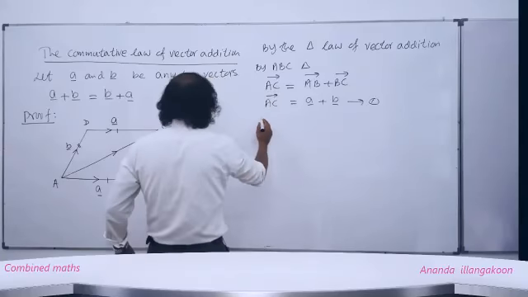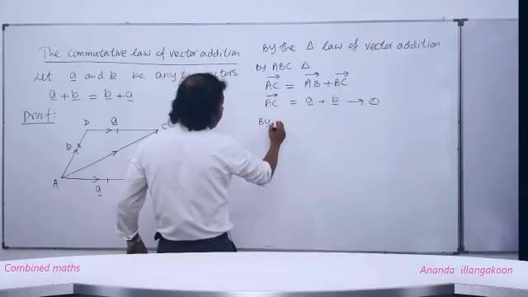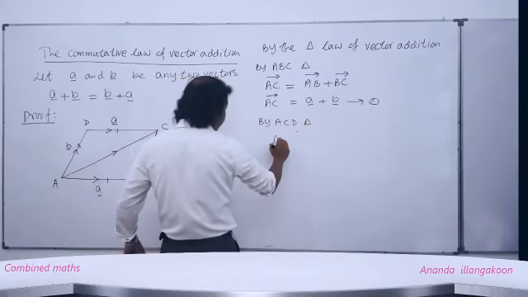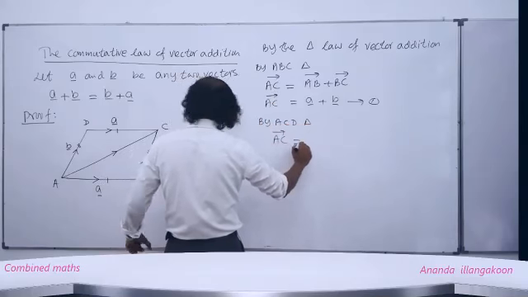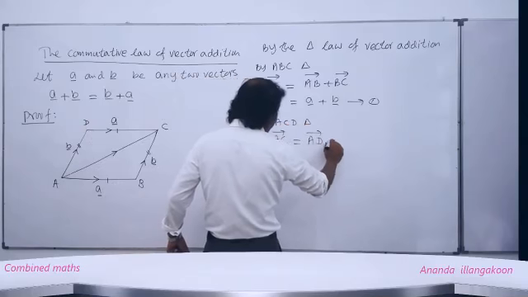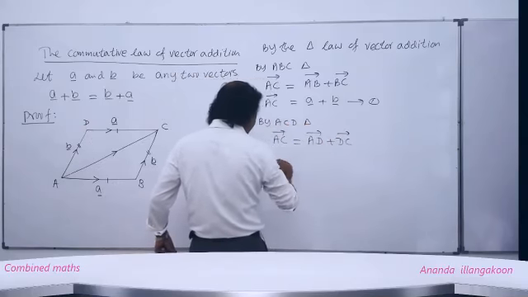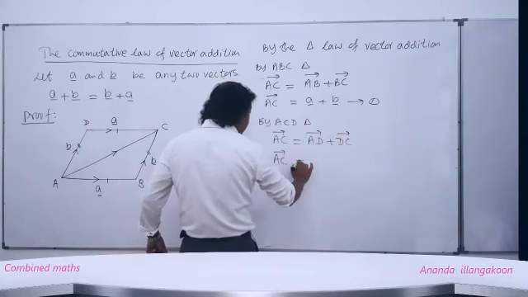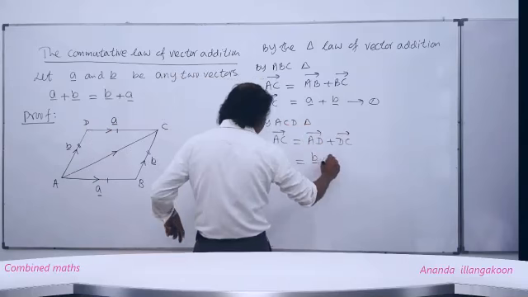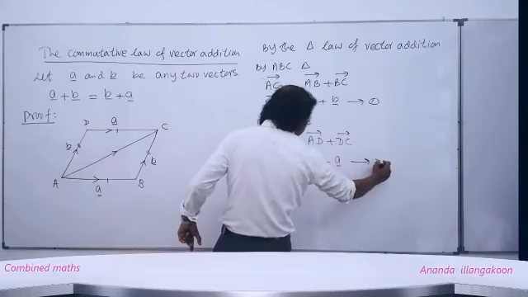Secondly, by triangle ACD, we can write again the AC vector as AD plus DC vector. Thereby we can write the AD vector is simply the B vector, and the DC vector is simply the A vector. This is number two.